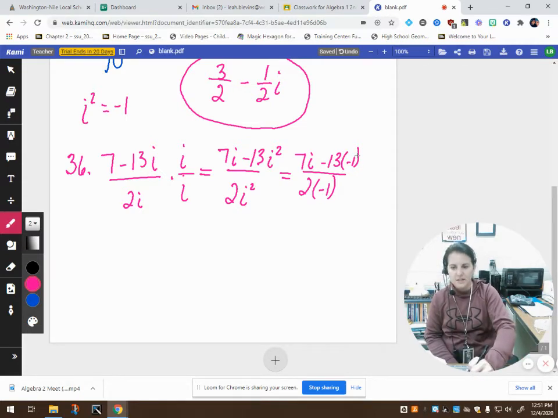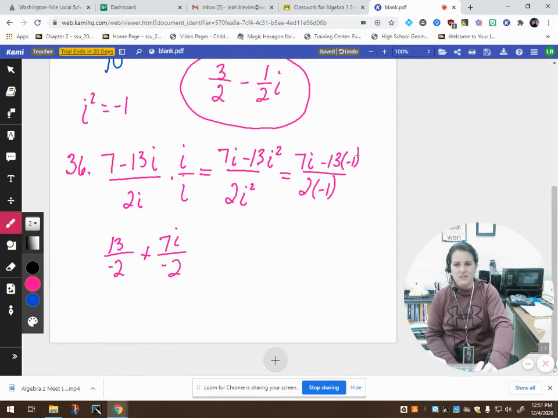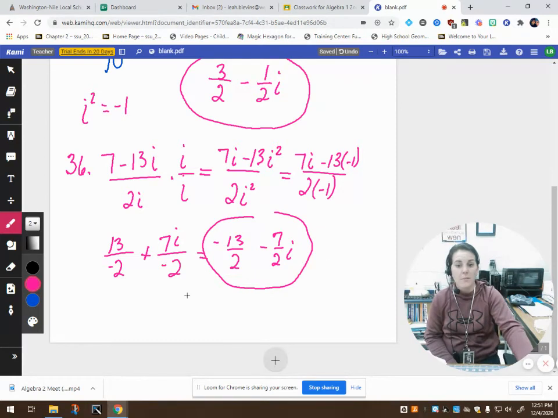I can't stand to list it backwards. I've got to have my real first over my imaginary. So positive 13 over negative 2 plus 7i over negative 2. I don't like that plus that negative, so I'm going to rewrite it as negative 13 halves minus 7/2 i. And this is my answer. The real minus the imaginary. I've got my complex number because I have the real part and I have the imaginary part.